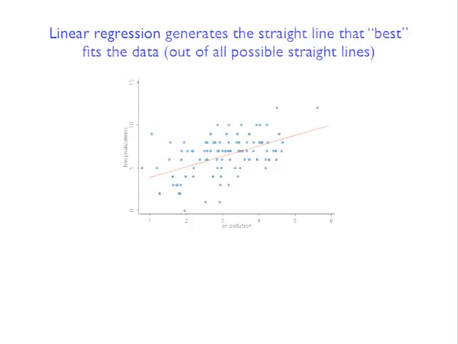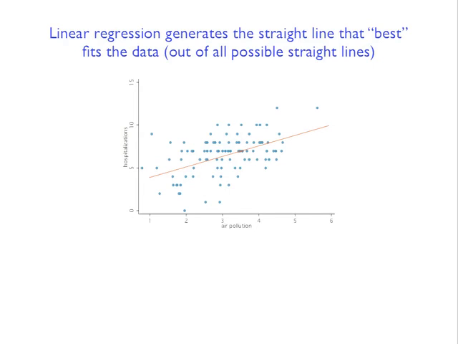What linear regression does in a nutshell is generate the straight line that best fits the data out of all of the possible straight lines that you could potentially draw. You can think of drawing lots of different lines through this scatter plot. You could draw a flat line at 15 hospitalizations across the top of the graph, or a flat line at 0 across the bottom, or a line like the one that's up there but with a different slope.